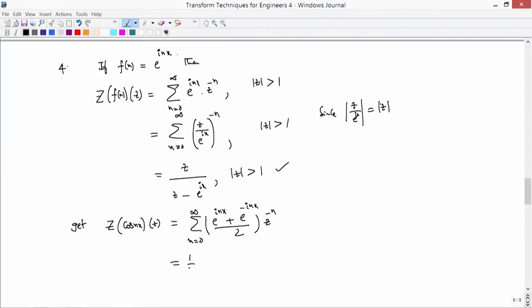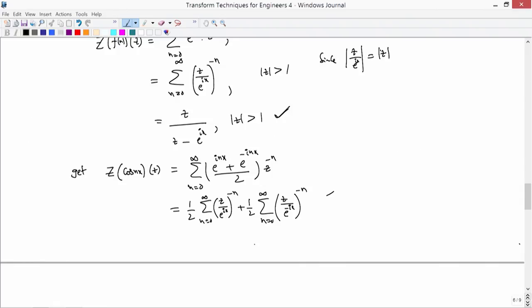One sum is half times sigma n from 0 to infinity of e power i x by z, whole power n, and then plus half times sigma n from 0 to infinity of e power minus i x by z, whole power n. You already know this first sum, so that will give you 1 by 2 times z by z minus e power i x, plus z by z minus e power minus i x. Again, this is valid for mod z greater than 1.